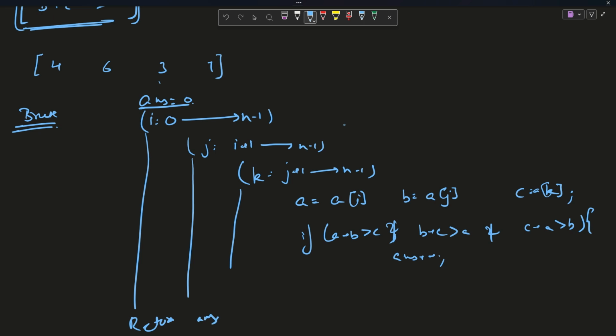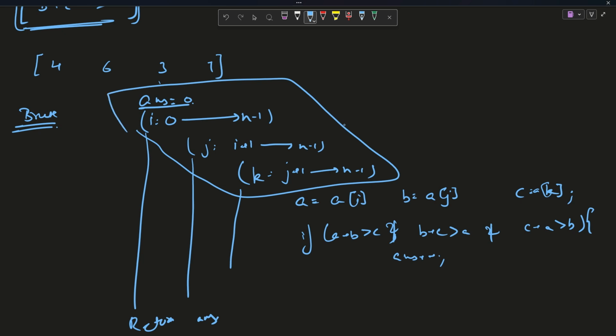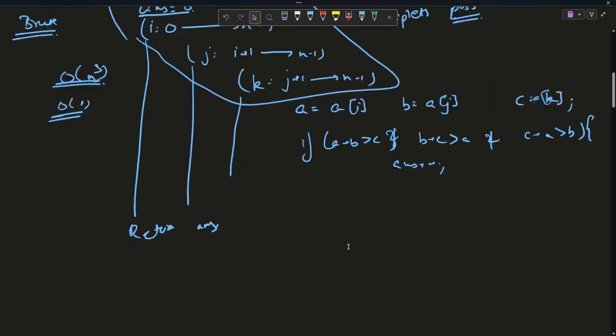So what have we actually done? From these three different loops, we have created all the triplets possible. I hope I am clear. Now, what is the time complexity? Very clear. Three nested loops, O of n cube, and space O of 1, not using any extra space to keep any data structure, etc. Is there a better approach possible?